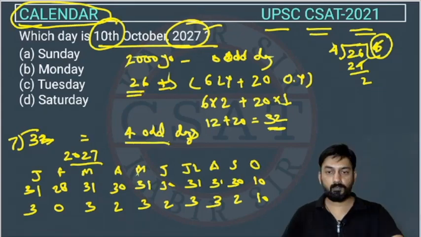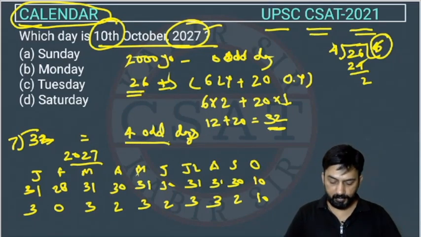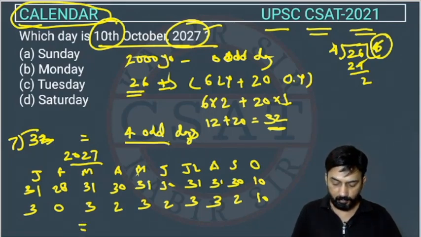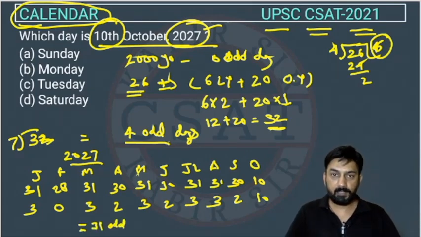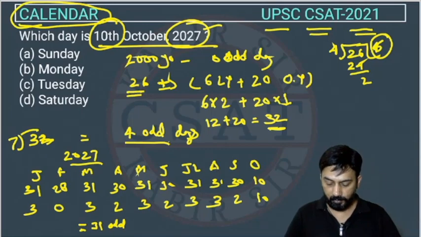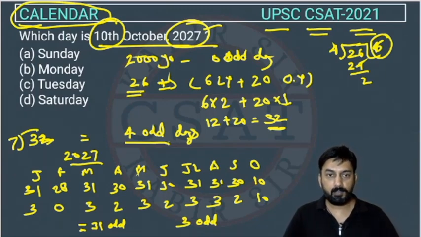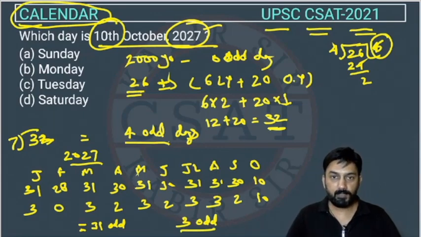Now we will add all these days. 3 and 3 are 6, plus 2 is 8, plus 3 is 11, plus 2 is 13, plus 6 is 19, plus 2 is 21, plus 10. So this total is 31. So there are 31 odd days. We will again divide it by 7 and the remainder will be 3. 7 4s are 28, so 31 minus 28 will be 3 odd days. So we got 3 odd days from the current year.